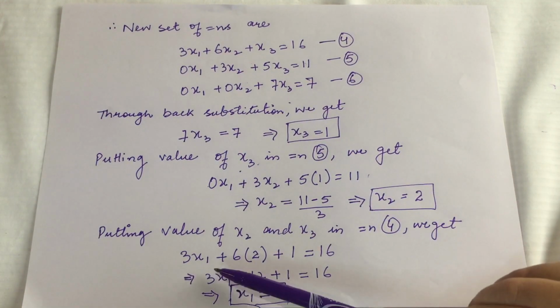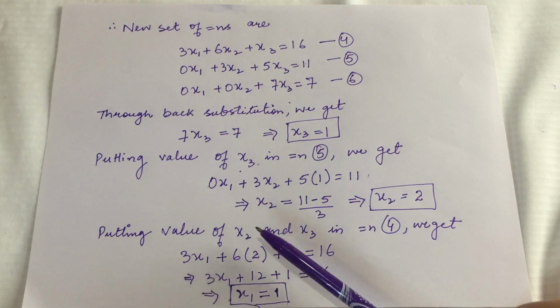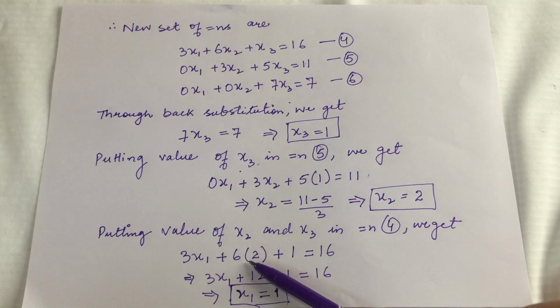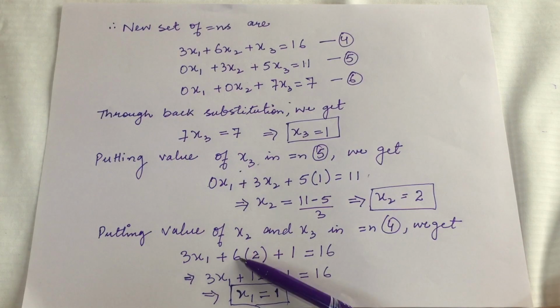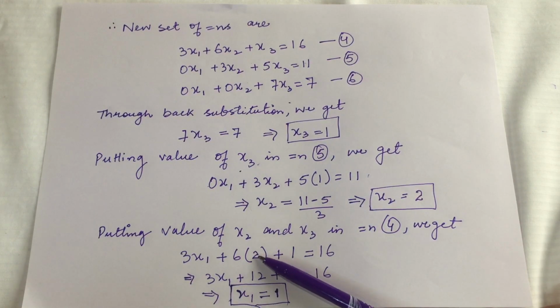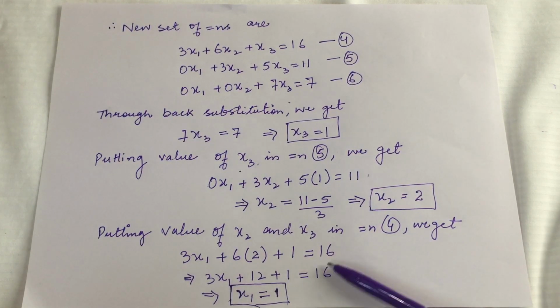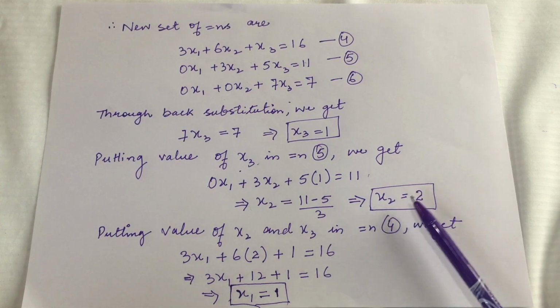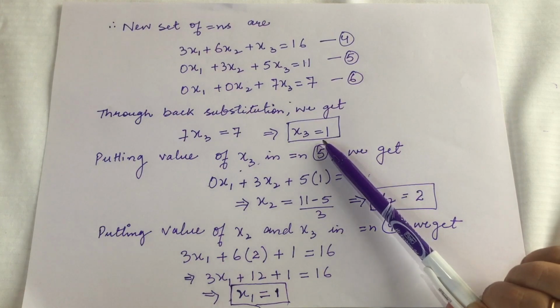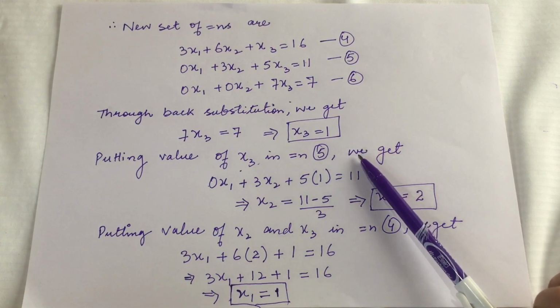So the same thing I am applying here. I am putting the values of x2 and x3 in the first equation, so my first equation is 3x1 plus 6 times the value of x2, which is 2, plus 1, that is equal to 16. When I solve it, I will get the value of x1. So my value of x1 is equal to 1, the value of x2 is equal to 2, and the value of x3 is equal to 1.